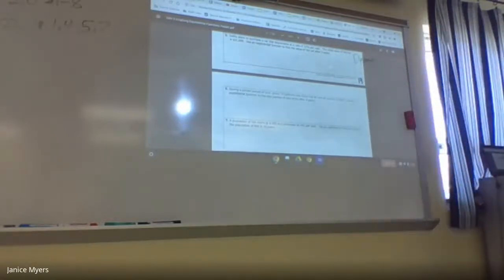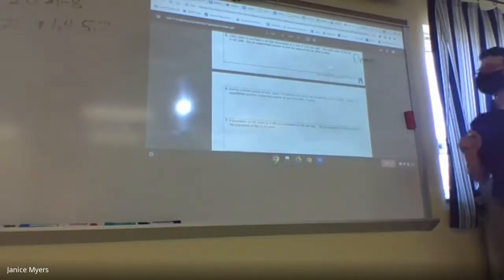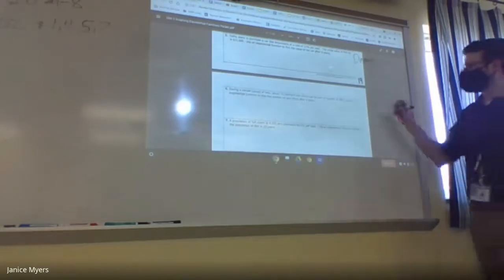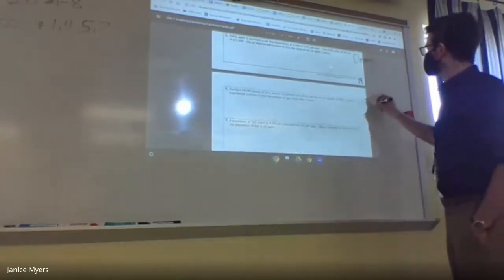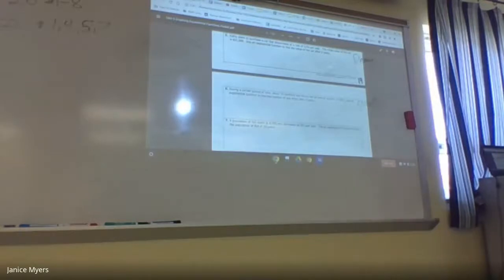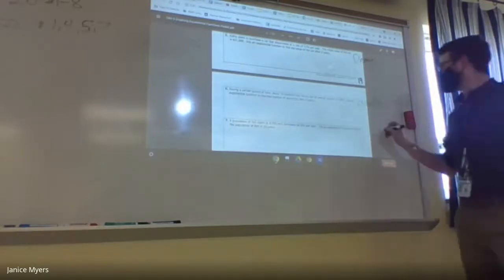6, during a certain period of time, about 70 northern sea otters had an annual growth of 18%. What formula are we going to use for that one? Yep. Growth. And number 7, a population of fish starts at 8,000 and decreases by 6% each year. What formula are we going to use? Okay.